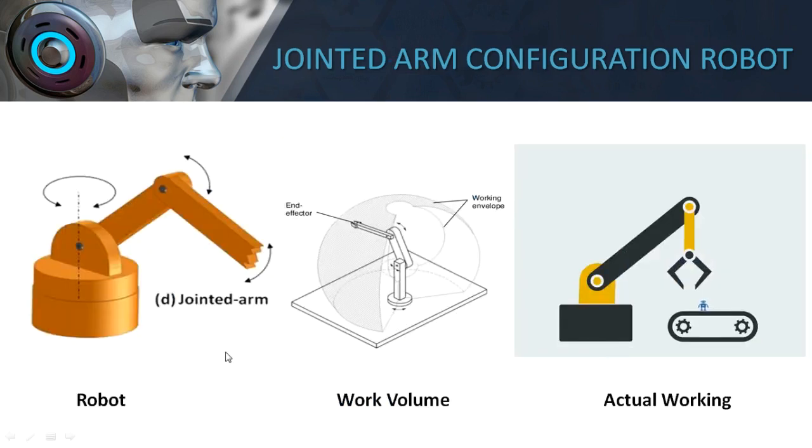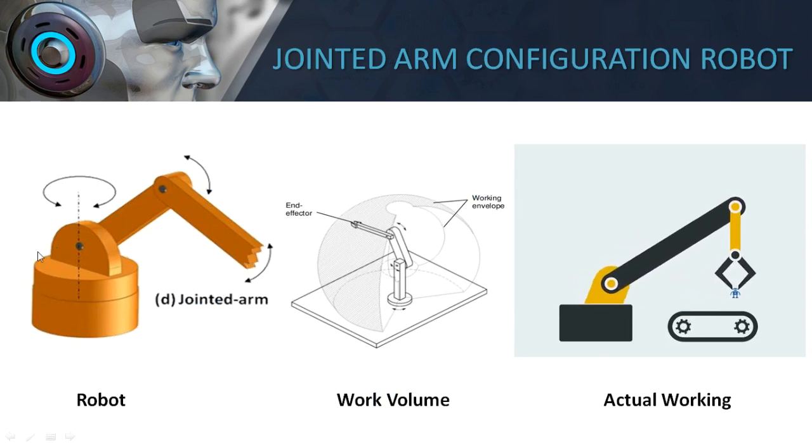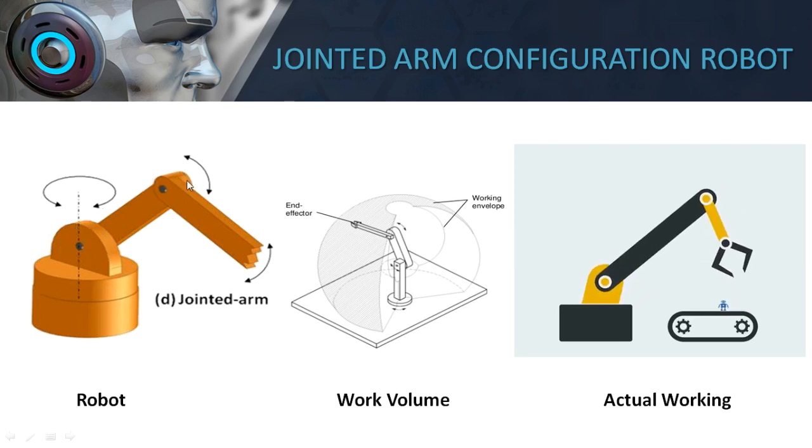So here you can see the robot. It is a jointed arm configuration robot. You can see the shoulder and the upper arm, and then the base, which has a twist joint. So the base has a twist joint, T joint, and then at this particular point you can see the R joint, and here there is one more joint. So two joints are present, which gives the flexibility to move in a similar manner as the human arm, and the shoulder can be moved. So this is the work volume.